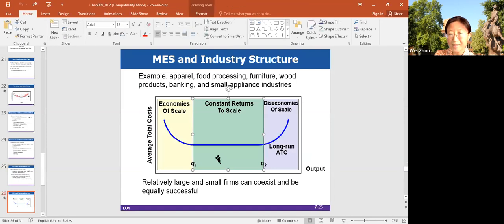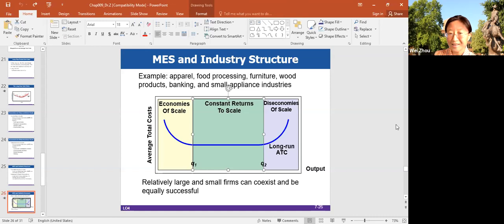Why is that? Let's say if I make 100 bread, I can reach the minimum long run average total cost. That will be easy for other competitors to come in, because they only need to make 100 bread to minimize the cost. Are you with me? However, if I'm going to make a car, I probably need to make 1,000 or 10,000 cars to reach the minimum long run average total cost. So it's going to be hard for other people to compete here, right?